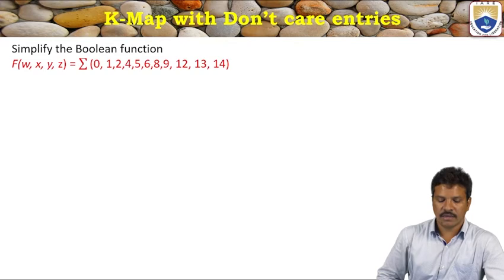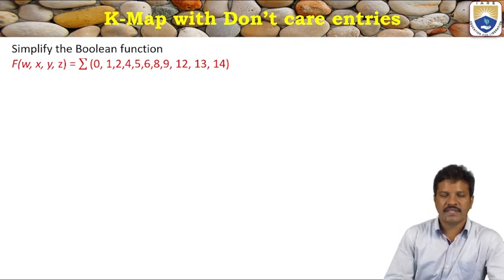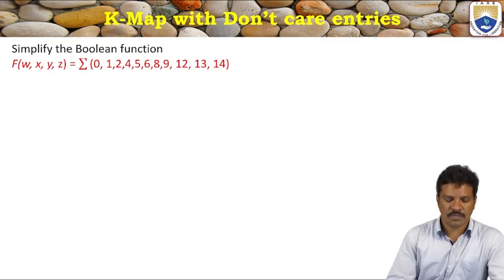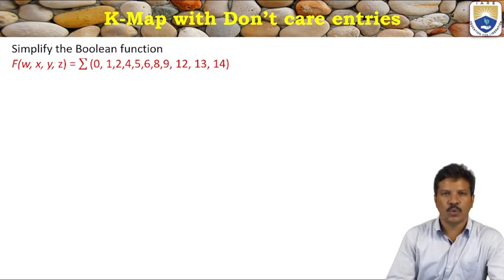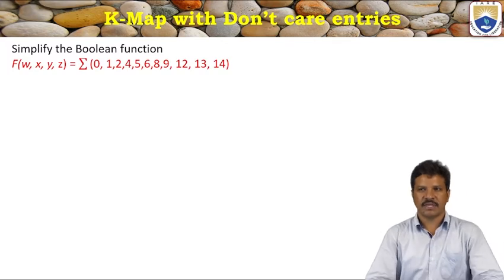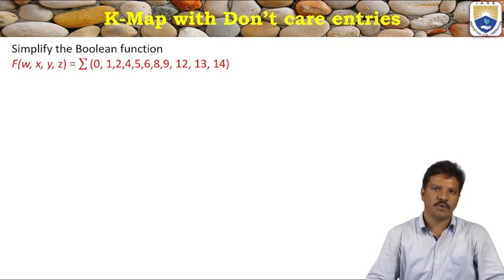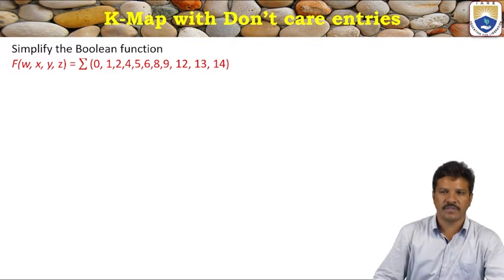Let us say, to clarify this, to identify this 4-variable K-map, we can have a simple example. Simplify the Boolean function F of w, x, y, z. The minterms are represented in one way as sigma of 0, 1, 2, 4, 5, 6, 8, 9, 12, 13, 14. Or otherwise, it can also be represented with the minterms like M0 plus M1 plus M2 plus M4 plus M5, likewise.